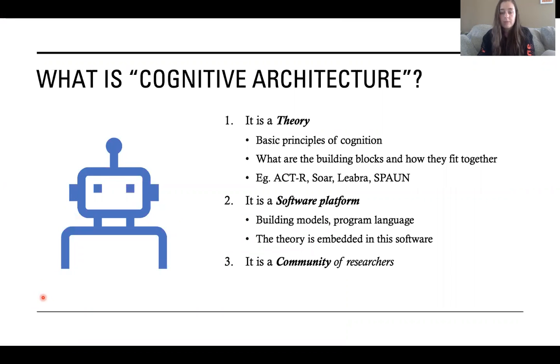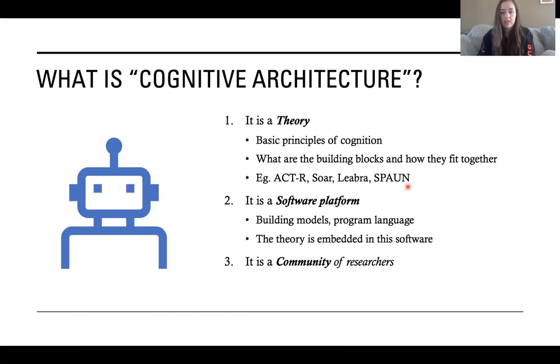So first, and most importantly, cognitive architecture is a theory on the basic principles of cognition. So what are the different building blocks of cognitive architecture, how they fit together, what are the proposals for artificial agents and how do they work? And here you can see some examples of different software and programs that utilize this theory.